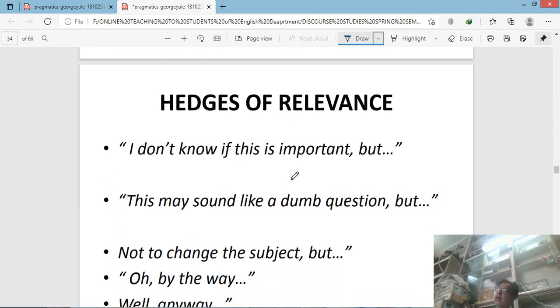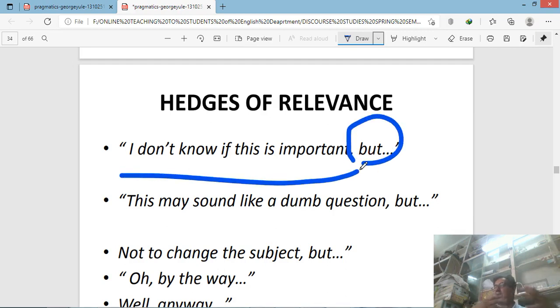Now, hedges of relevance. I don't know if this is important, but see here, you are trying to relate your conversation, a kind of things you are trying to move there in order to bring some more relevancy. This may sound like a dumb question, but again, you are trying to bring some relevancy there.